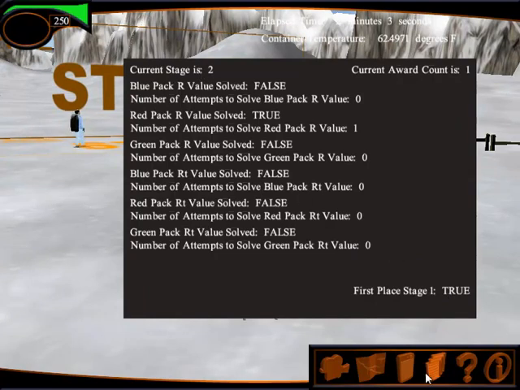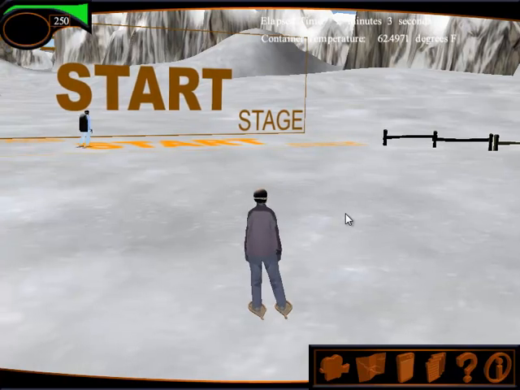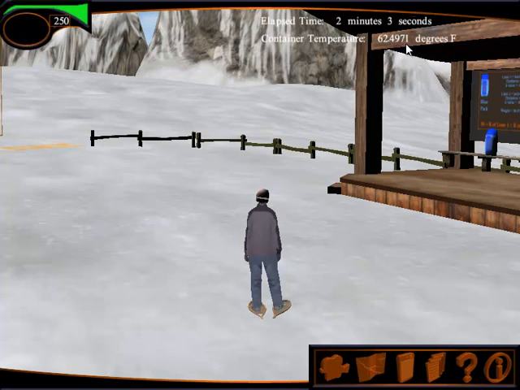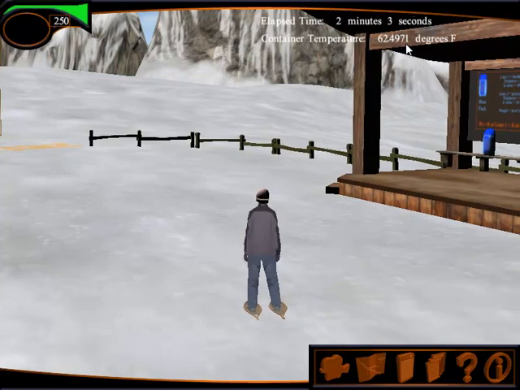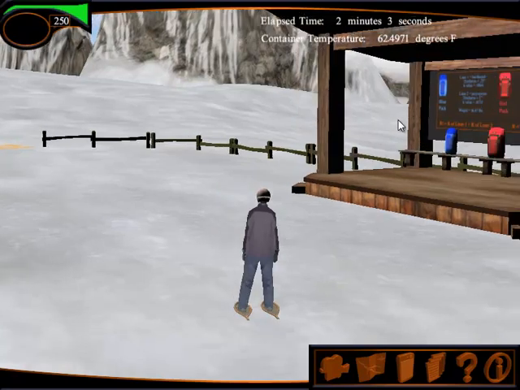Now I'm on stage 2. So I get extra points for being first in each of the legs, and more points for being first in both of the legs. I can see that the temperature of the liquid that I delivered was 62.49 degrees Fahrenheit. So that's another comparison about the kind of energy points that I'm going to be earning at the end, and also my elapsed time. It took me 2 minutes and 3 seconds to complete this leg.